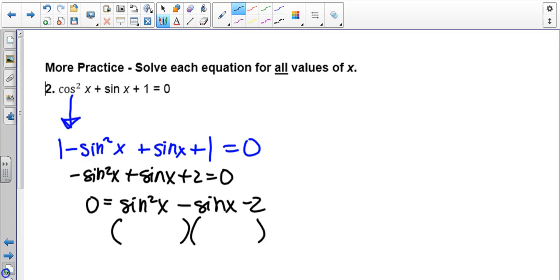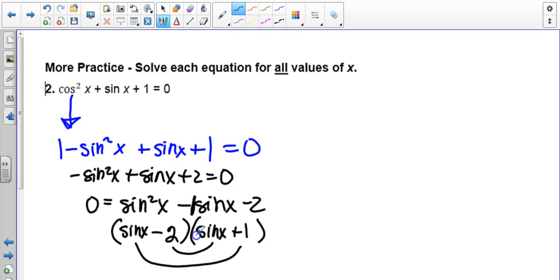What do you think? I think we need a minus 2 and a plus 1, right? Because we need it to be negative 2 plus 1 is a negative 1 here in the middle. All right. Take your turn being equal to 0.